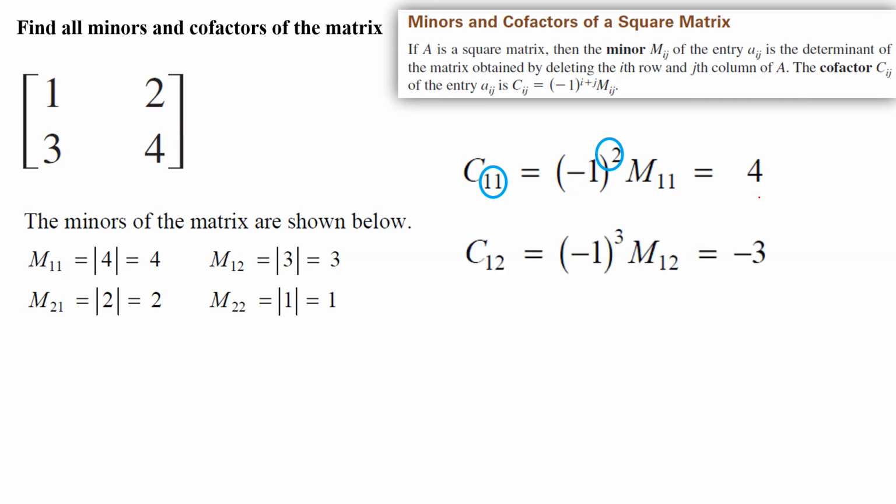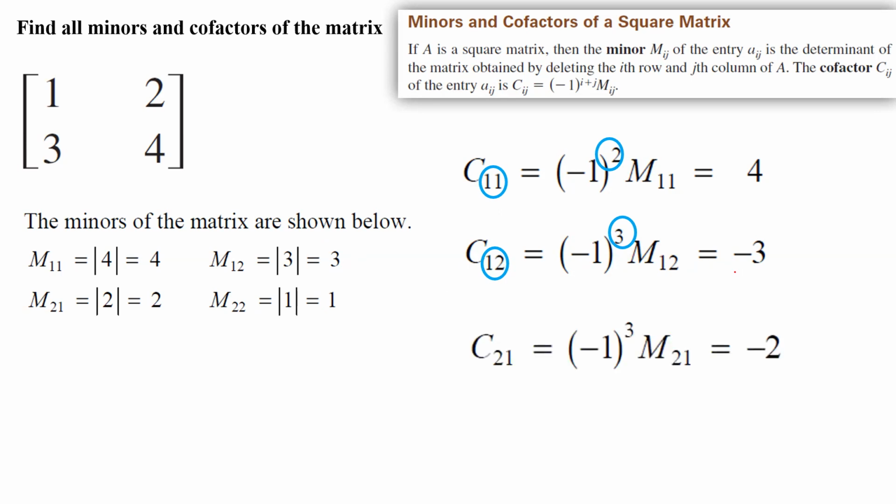Now let us move on to the second cofactor. The cofactor for the first row and second column is defined as -1 to power 1 plus 2, which is 3, times the minor for the first row and the second column. And as you calculated that, this is equal to 3, but 3 times -1 gives you -3.